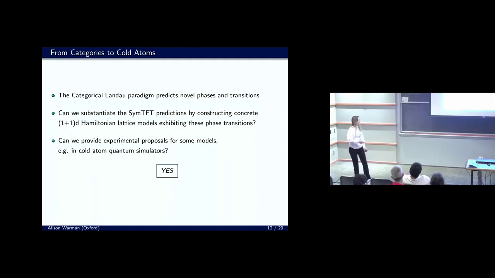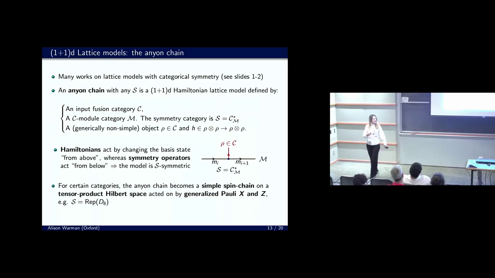The answer is yes. There's this very general construction called the anyon chain, which gives Hamiltonians with any categorical symmetry S and takes as input a category C and a module category M. So what happens here is we have basically these elements of the module category and here in the morphism space arranged on a spatial circle. The Hamiltonian operator acts from above, whereas the symmetry ones act from below.